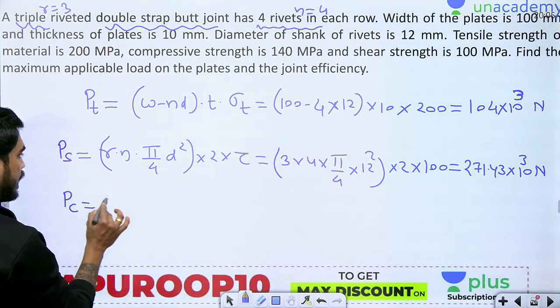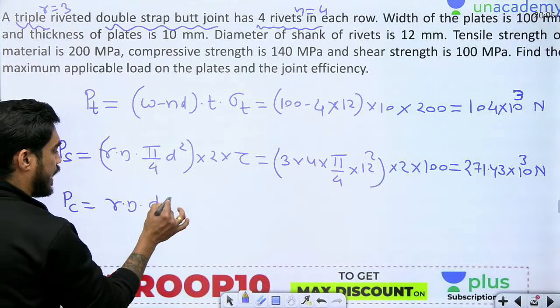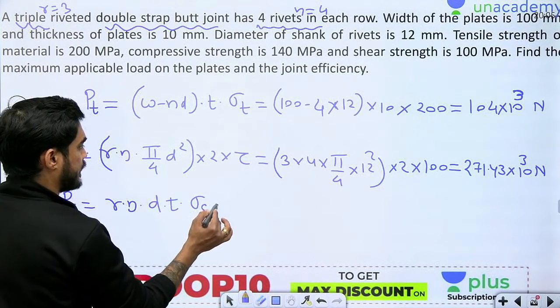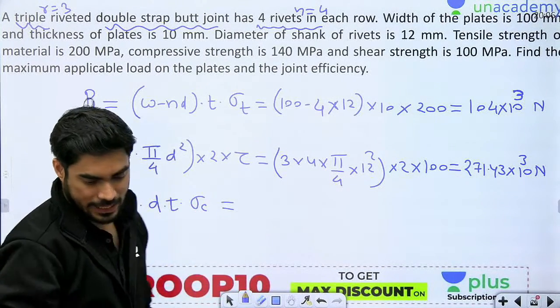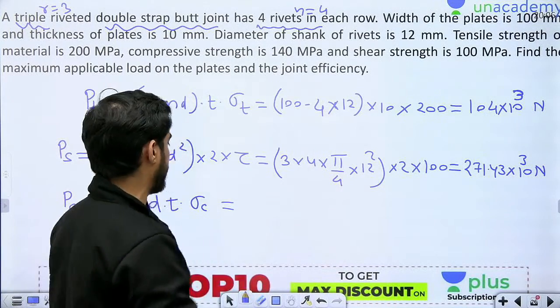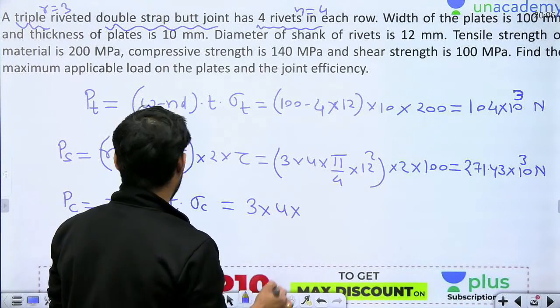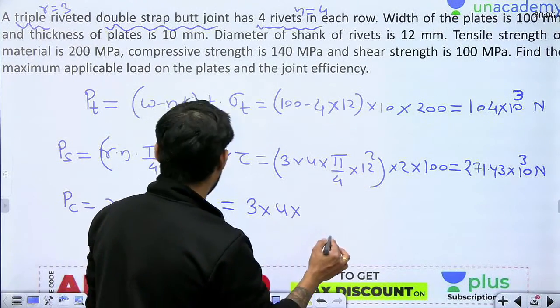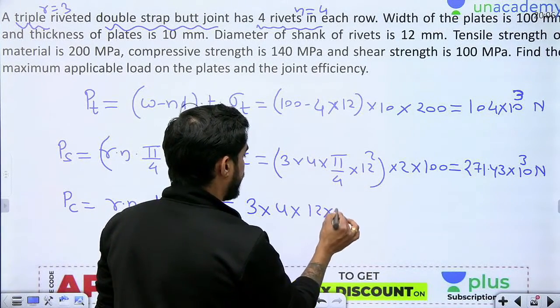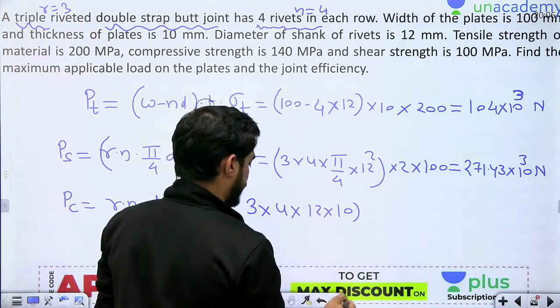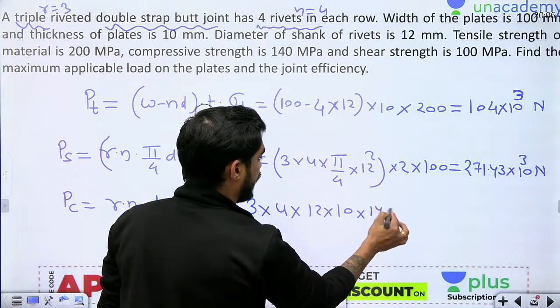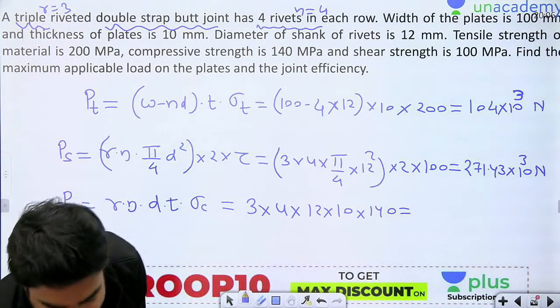And then PC will be R into N into D into T into sigma C. So number of rows 3, number of rivets N 4, D is 12, T is 10 and sigma C is 140. So how much is PC?